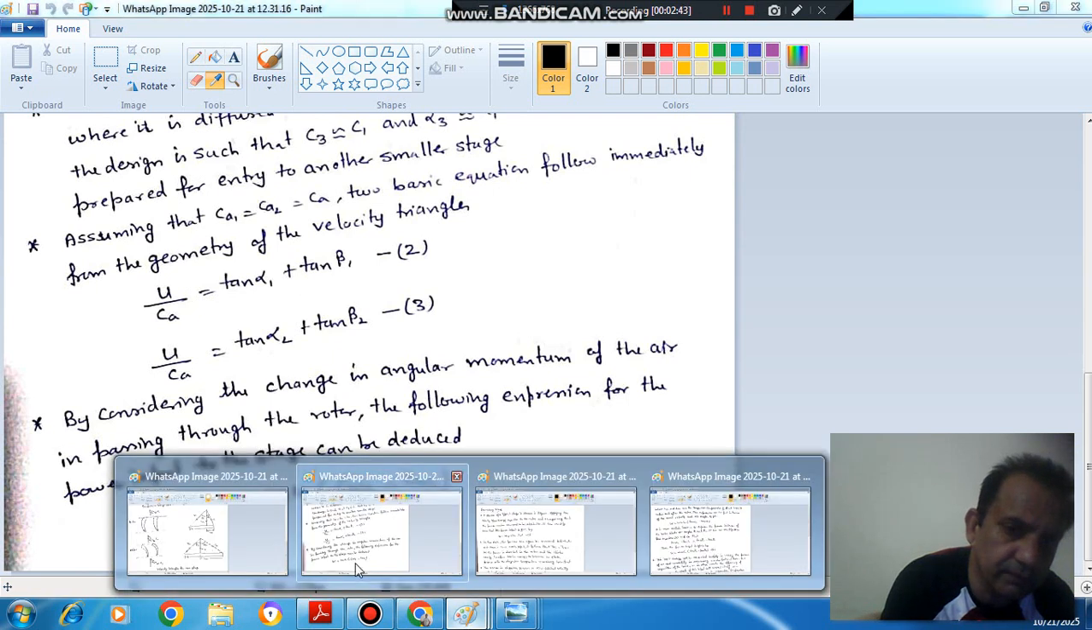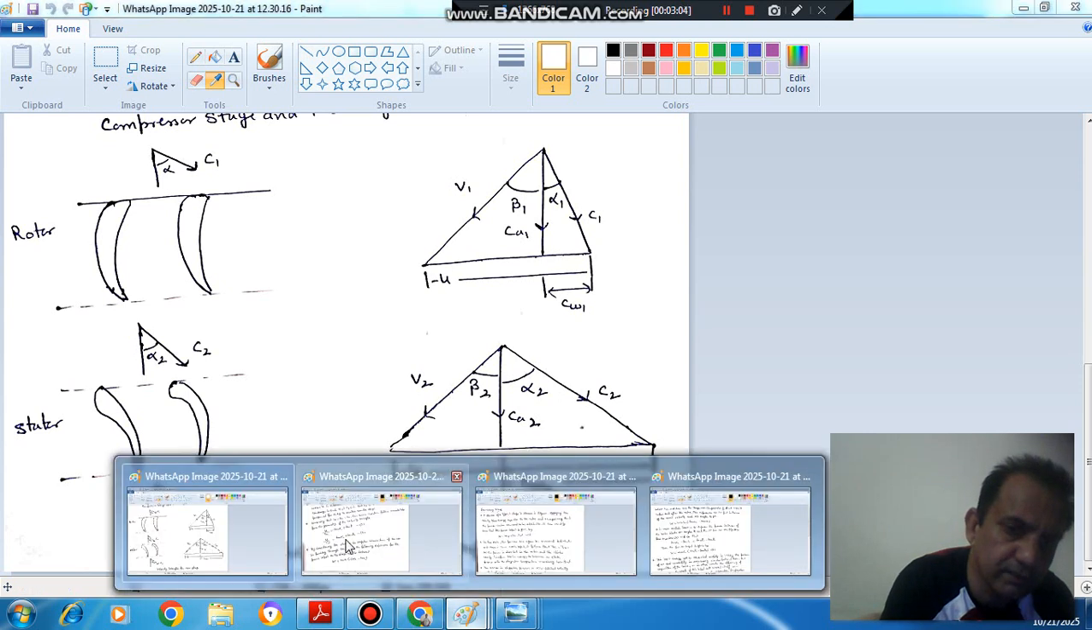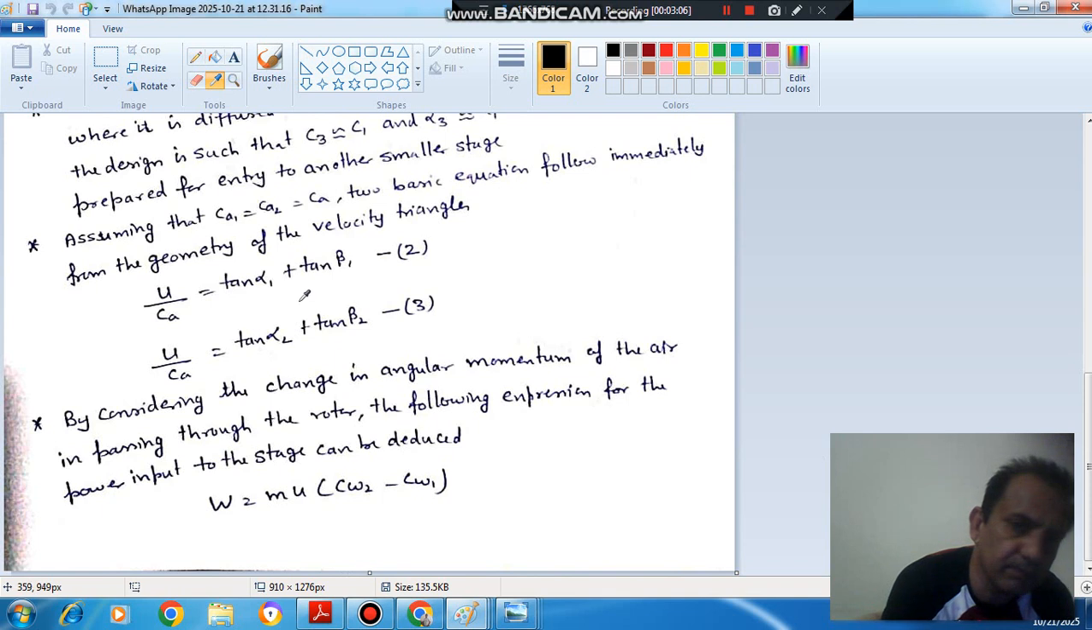Or we can say this whole U is the summation of this and this. So this is your CA tan beta 1, and this is your CA tan alpha 1. So U by CA is equal to tan alpha 1 plus tan beta 1, and this is equation number 2, and 1 is for the first one.